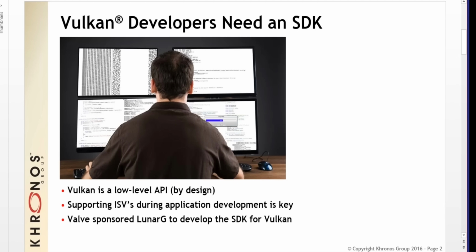So Vulkan developers will need an SDK. As you heard, Vulkan by design is a low-level API, and that API will provide applications more direct control over the GPU acceleration and multi-threading performance. Since it's a lower level API, a simple program will require more lines of code compared to a simple OpenGL program. So as such, developers will need some utilities and samples to aid in the development process. So this is why there was a lot of motivation to have an SDK ready at the time of the launch.